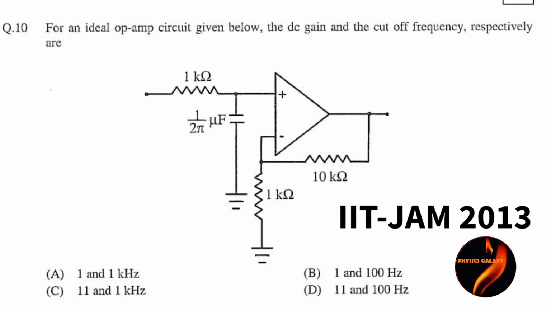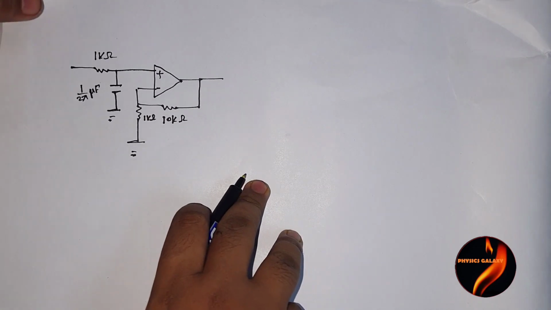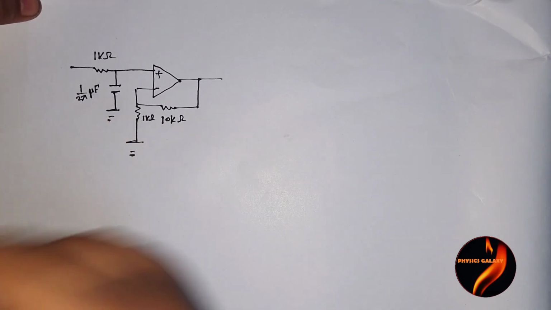Let's go to the next problem. So you are seeing the next problem on the screen. In this problem you have to find out the DC gain for the circuit and also the cutoff frequency for the circuit. So to solve this problem, let us draw at first the circuit diagram of this problem. So from the diagram you have to find out the DC gain.